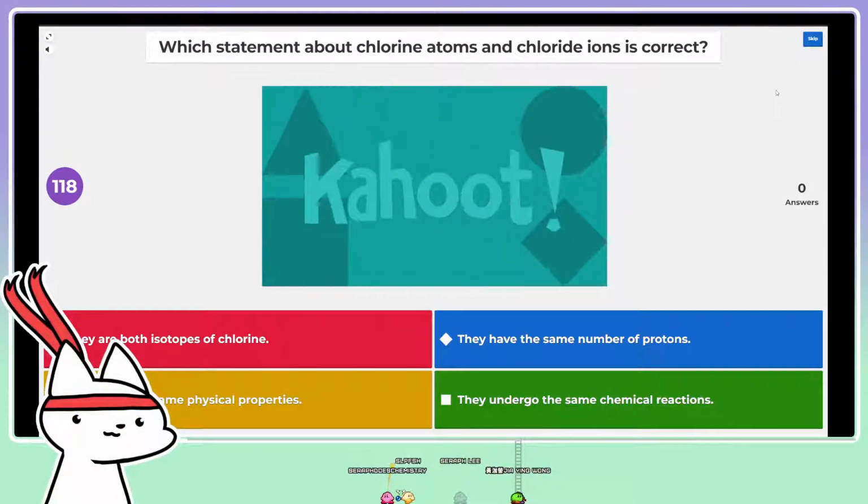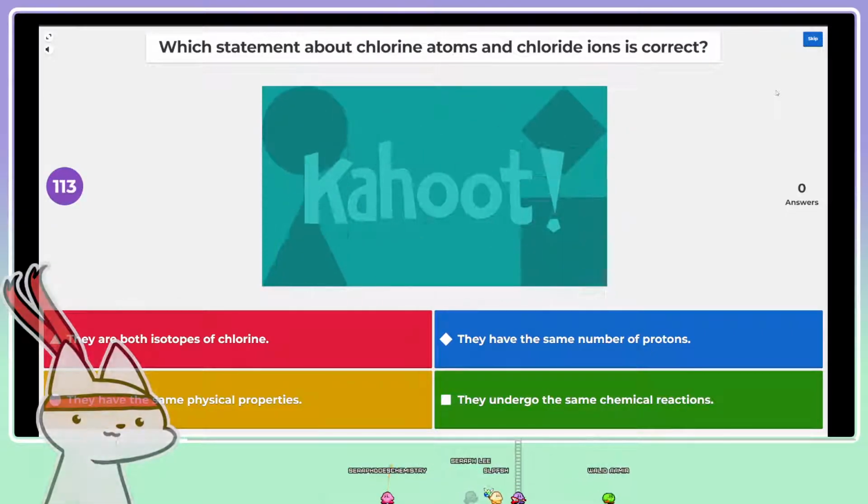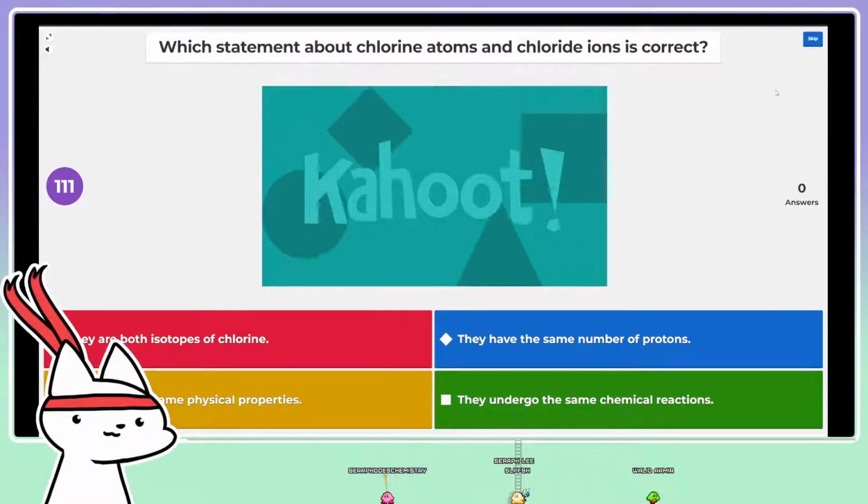Which statement of chlorine atoms and chloride ions is correct? So be careful, we are comparing atoms to ions.